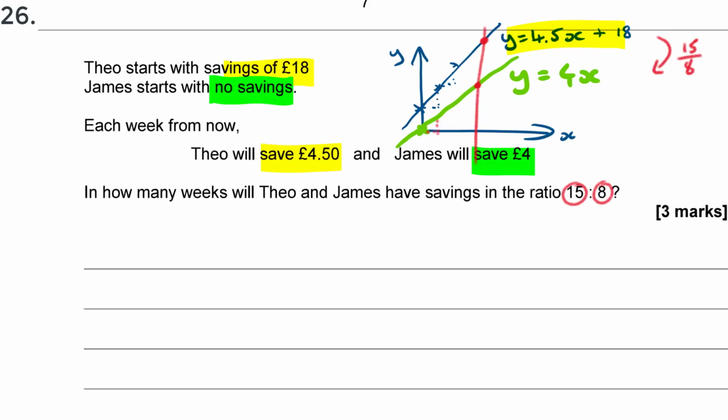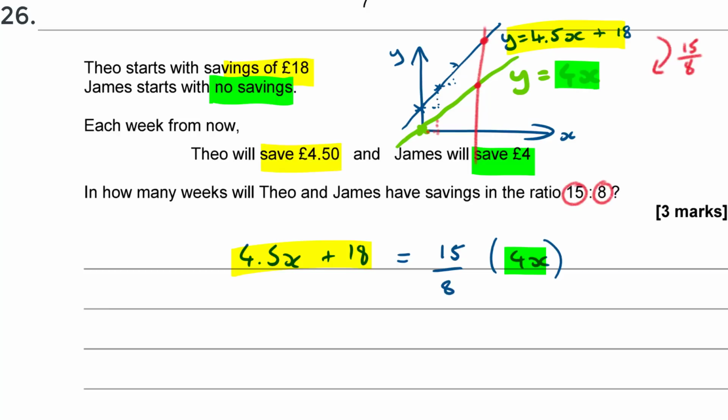Okay, so if I take that equation then, 4.5x plus 18, I suppose what I'm saying is I want to find the value of x when that is equal to 15/8 of 4x. So what I'm saying is that's my yellow equation, isn't it? 4.5x plus 18, and this is my green one down here. So my yellow equation is 15/8 of my green equation. So then I've got an equation in x that I should be able to now go on and solve.